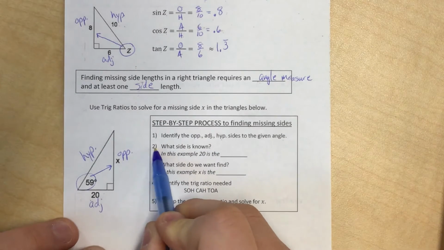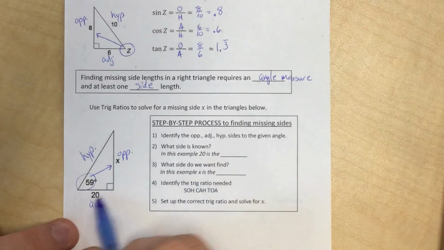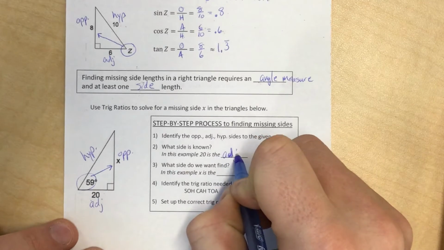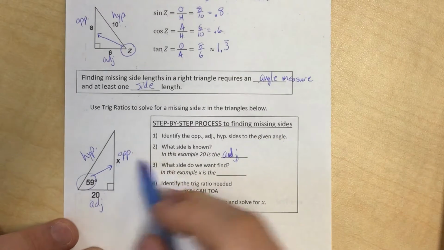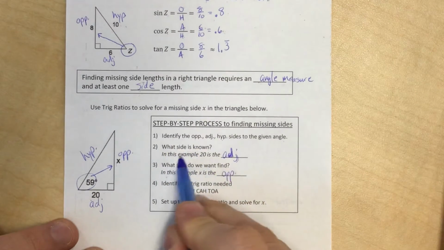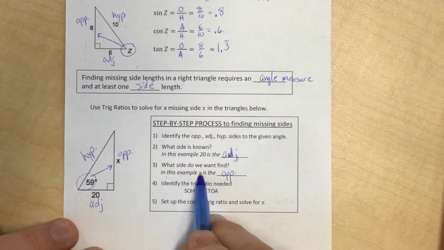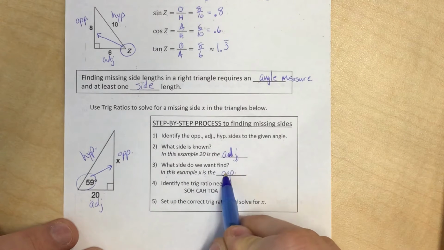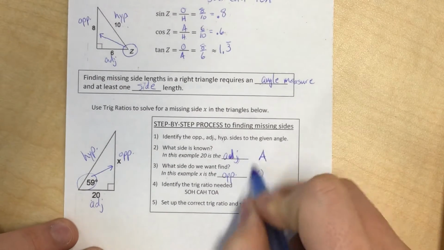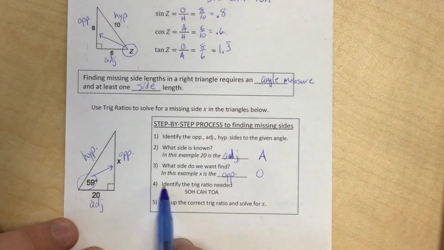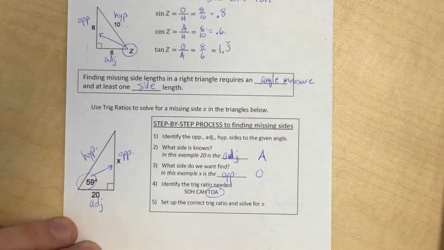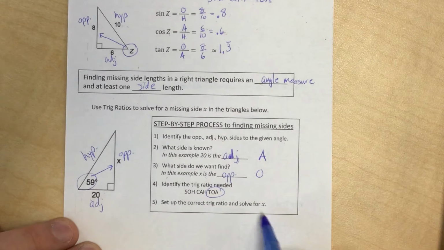Okay? So step 2 is identify what we know. Well, we know this side length of 20, and the side length of 20 is the adjacent side. But what we are trying to find is this x, and x is the opposite side. So step 2 is identify what you know. Step 3 is identify what we want to find. So we know the adjacent and we want to find the opposite. So we have the A and the O in our trig ratio. That corresponds with step 4. To identify the trig ratio, we need to use one of them that has an O and an A. Well, that's the TOA in SohCahToa. So step 5 is now set up the trig ratio.